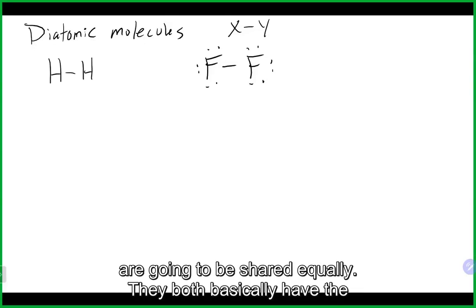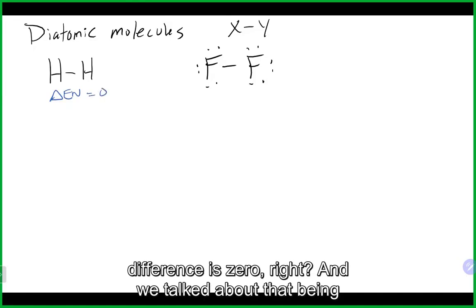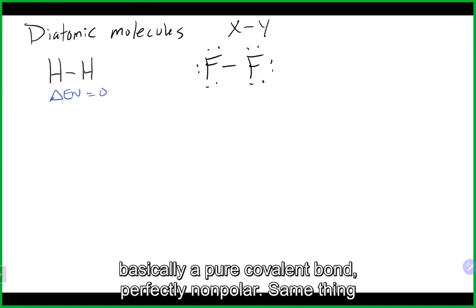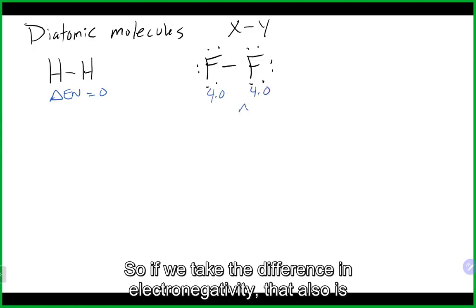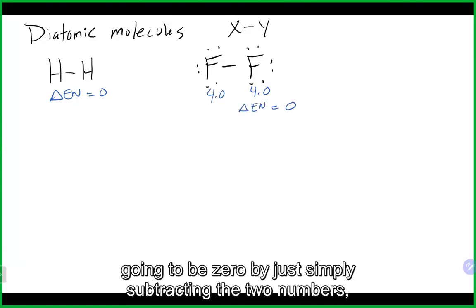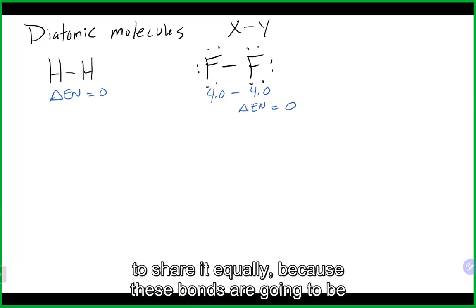The electrons are going to be shared equally. They both have the exact same electronegativity value, which means the difference is 0, and we talked about that being a pure covalent bond, perfectly nonpolar. Same thing with fluorine. They both have a value from that table of 4. So if we take the difference in electronegativity, that also is going to be 0 by simply subtracting the two numbers, and that also means it's going to share equally.